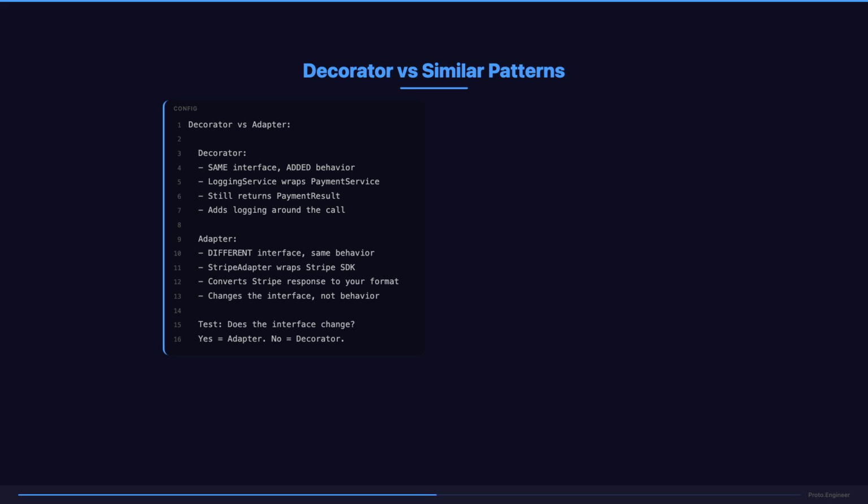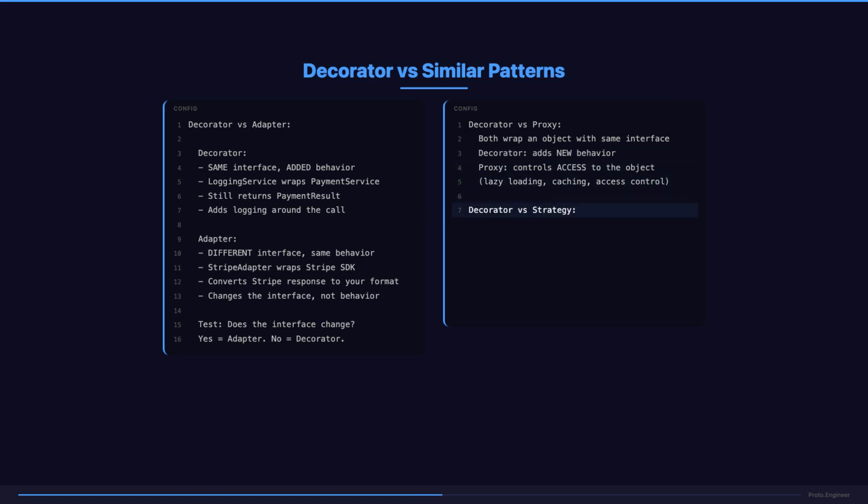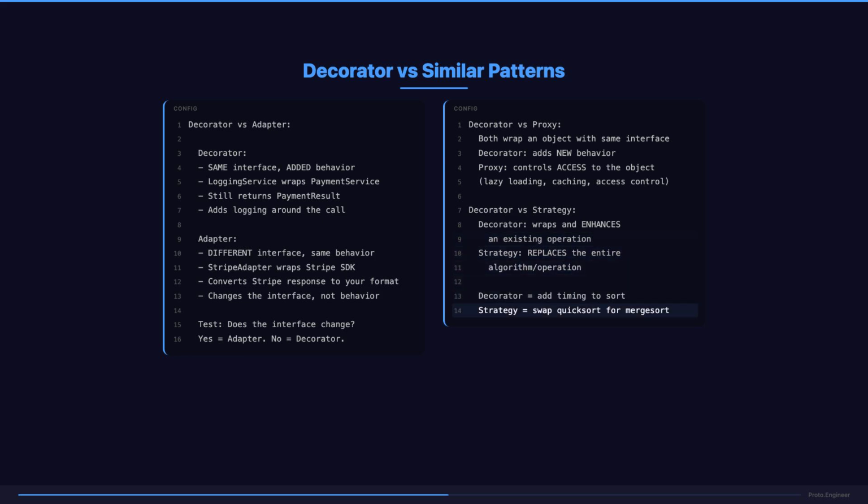Decorator versus proxy. Both wrap an object, but their intent differs. Decorator adds new behavior like logging or caching. Proxy controls access to the object, like lazy loading, access control, or remote proxying. In practice, the line blurs. A caching proxy and a caching decorator look almost identical in code.